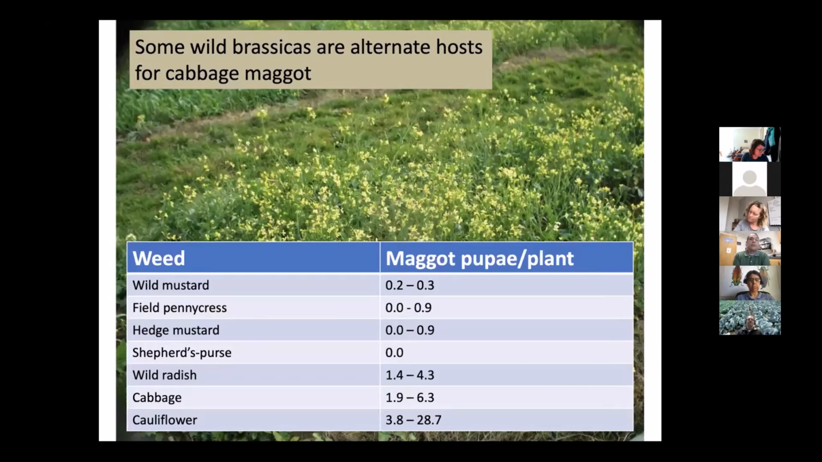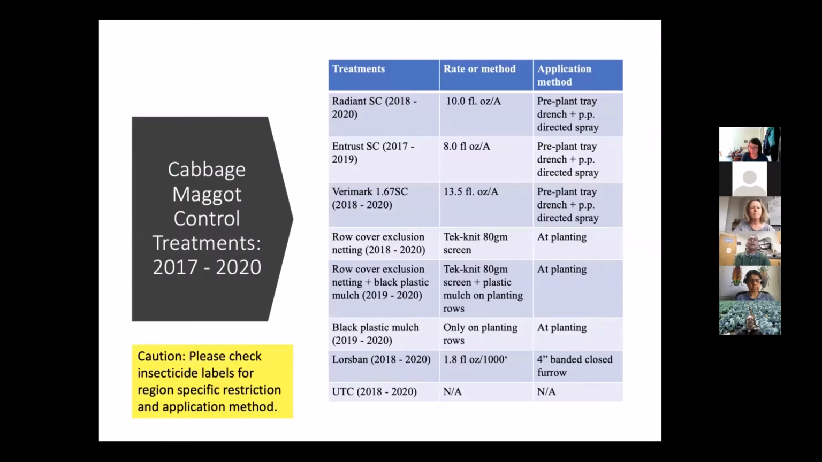You can expect cabbage maggot damage if you have wild mustard plants around your field or wild radish. Those are pretty good wild hosts for cabbage maggot. And then if some of the scouting results tell you that you need to spray, we tested some options. Lorsban is the standard, but it will be banned after July this year. So you have some alternatives that we tested, but note that not all of those insecticides are permitted in all regions, and there are some application method restrictions.